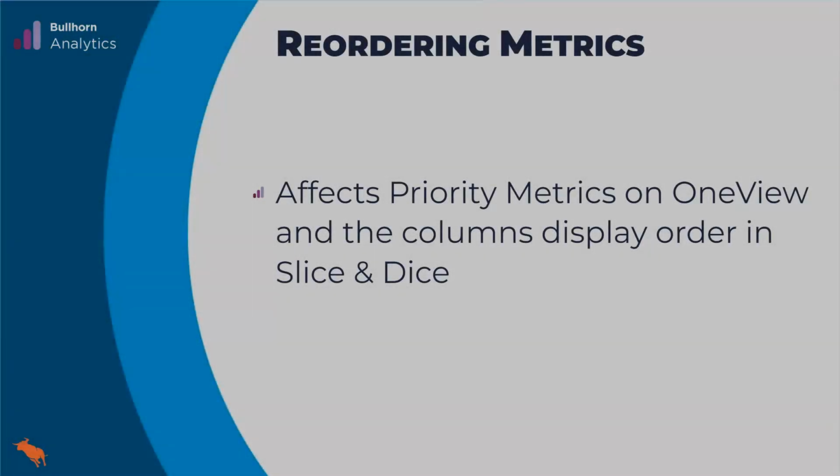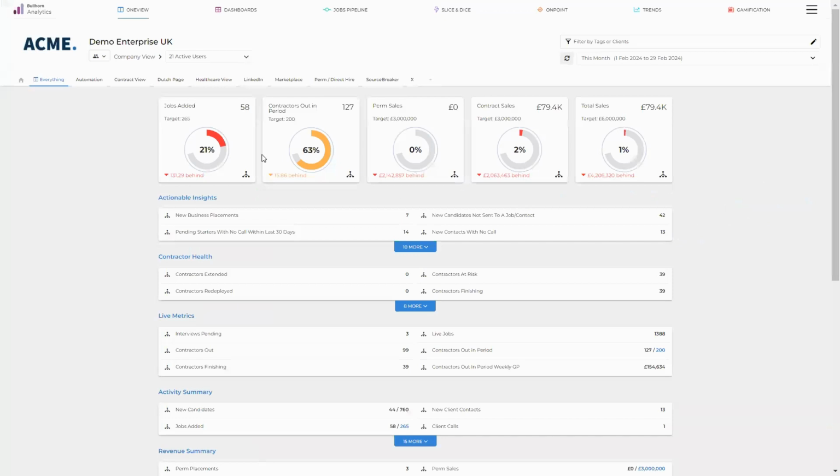On to reordering metrics. Reordering metrics is more of a cosmetic change, but one that does play into that ease of use factor. It's a small change that makes layout look just that much better, and one that is only really relevant in 2 places. The first is reordering the priority metrics that you have at the top of your One Views, and the second is reordering the order that metrics will show in a slice and dice report, as we'll show here.